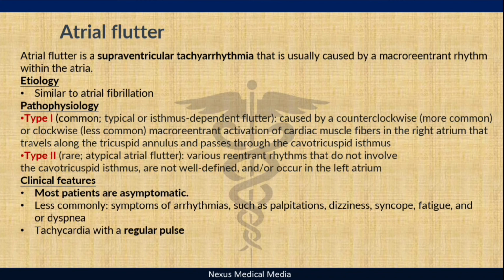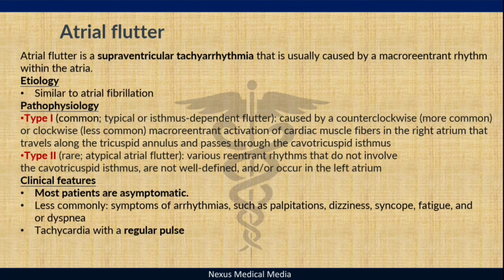Atrial flutter. Atrial flutter is a supraventricular tachyarrhythmia that is usually caused by a macro re-entrant rhythm within the atria. Etiology is similar to AFib, and there are different types of atrial flutter, type 1 and type 2. These are necessary, but I'm not going to read through everything. I would like to indicate clinical features, and I'll also show you an ECG, right?